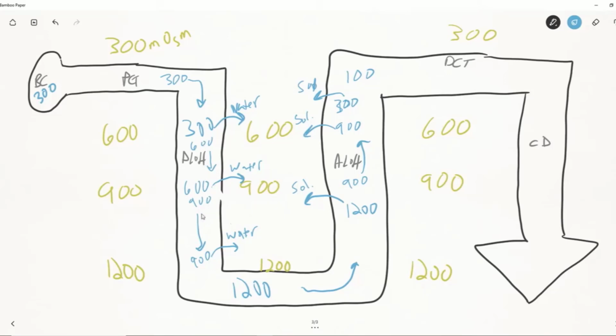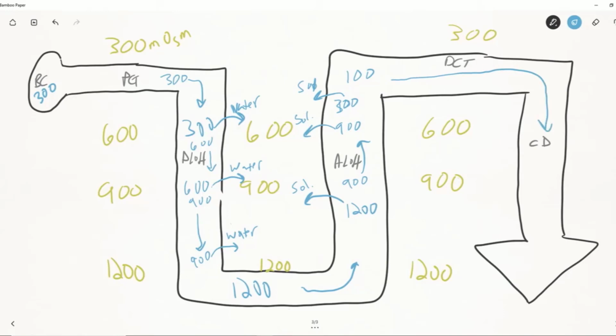Everything on the descending side causes the ascending side to happen, and everything on the ascending side in turn causes everything on the descending side to happen, and it doesn't require any energy. The only energy that we use is at the very top of the ascending limb, and that's just where we overshoot and we get down to about 100 milliosmoles. So now that filtrate moves through the descending limb and down the collecting duct.